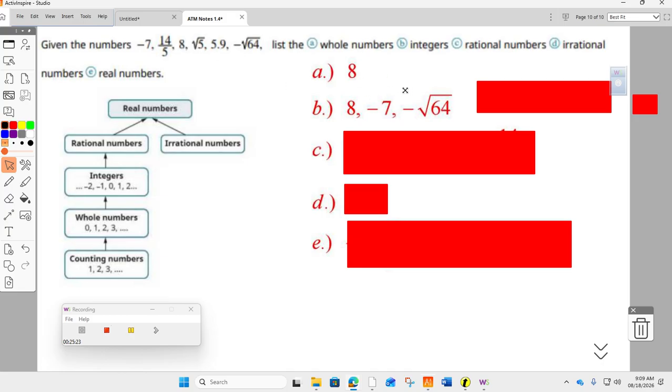Rational numbers. What are the rational numbers in this list? Well, let's bump that one. Let's do the irrational numbers in this list. The irrational numbers are over here. Can irrational numbers be written as a fraction? Yeah. Non-repeating, non-terminating decimal. Okay? So is negative 7 irrational? Is 14/5 irrational? Is 8 irrational? How about the square root of 5?